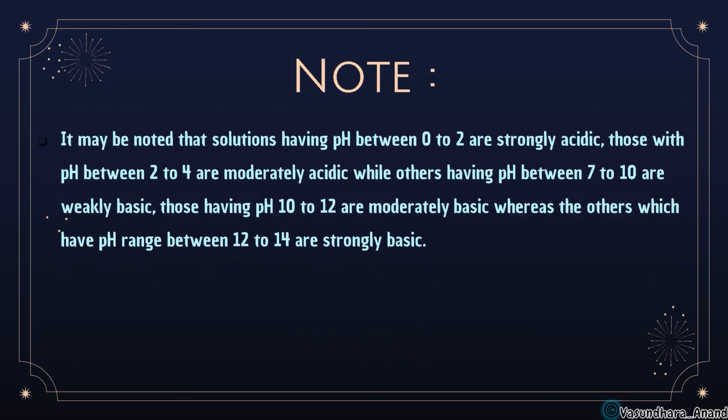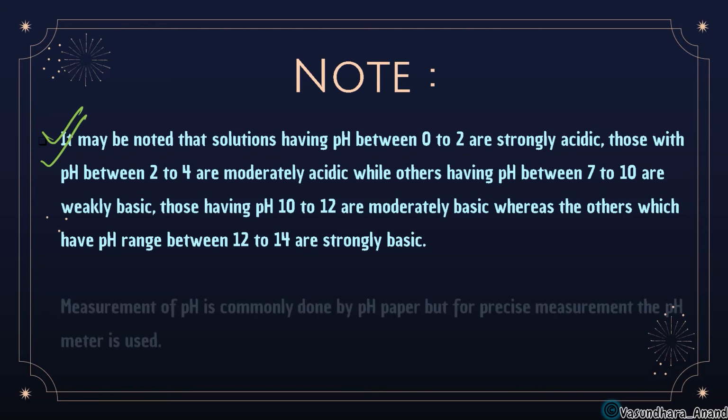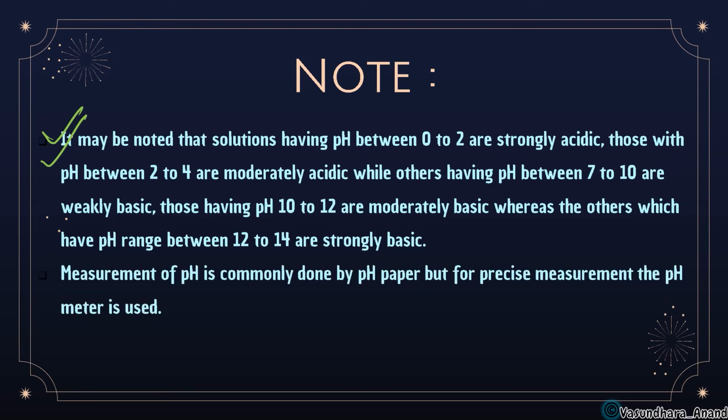Okay, so note, it may be noted that the solutions having pH between 0 to 2 are strongly acidic. Those with pH between 2 and 4 are moderately acidic, while those having pH 7 to 10 are weakly basic, and those having pH 10 to 12 are moderately basic, whereas the others which have pH range 12 to 14 are strongly basic. This is the point to be noted, and you people have been doing this since class 10th, so I hope there will be no problem in this. Measurement of pH is commonly done by pH paper, but for precise measurement, the pH meter is used.